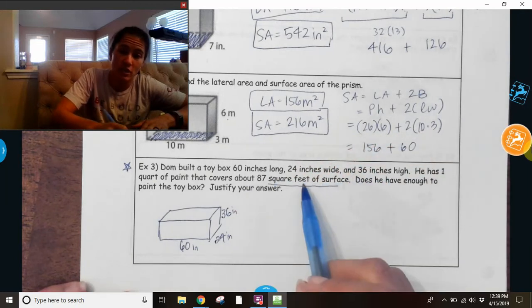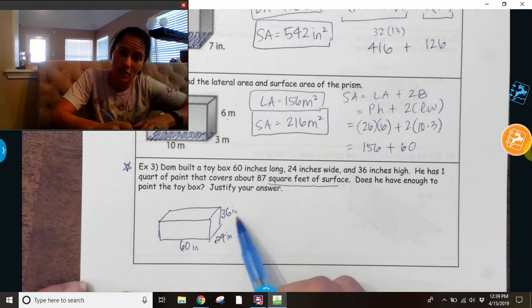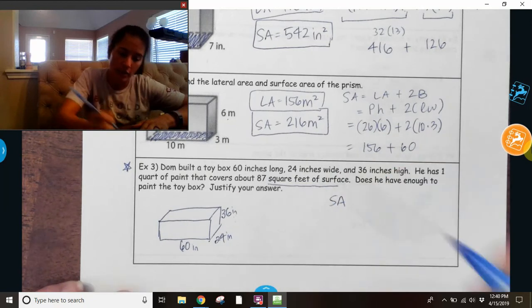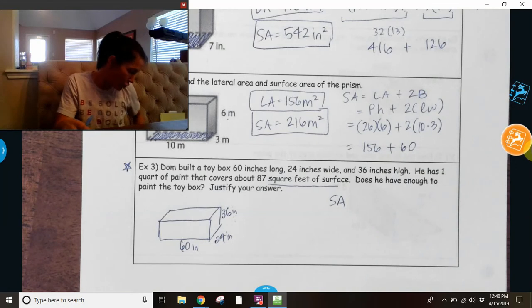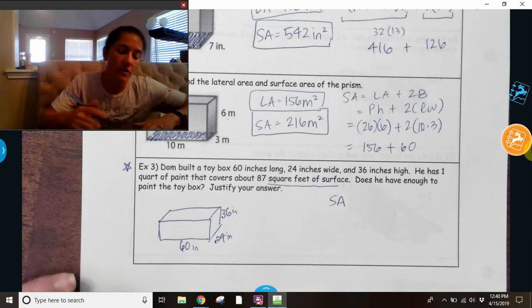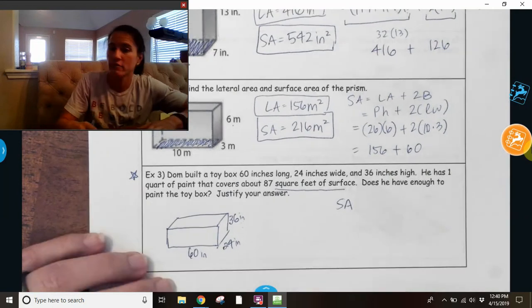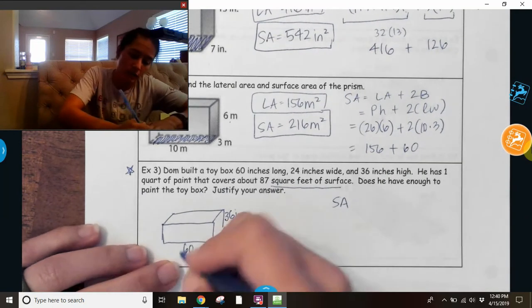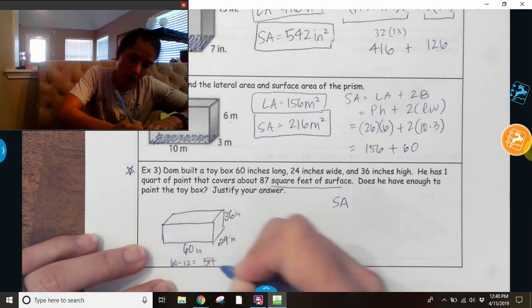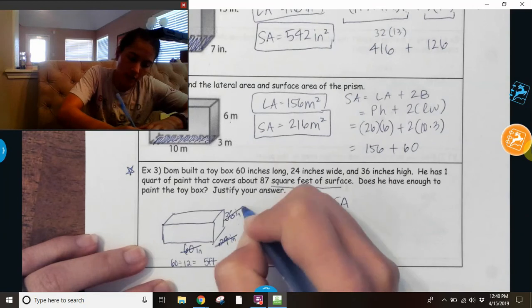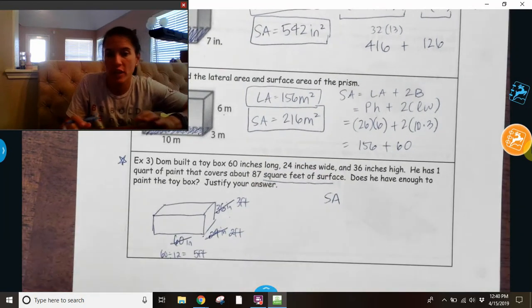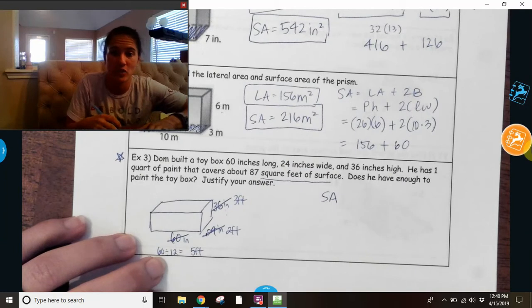So note, the first thing I noticed is I have inches and I have feet. So we need to find the surface area and then determine if he has enough paint to cover the surface area. So first let's find the surface area. I guess you could change all these to feet first. Okay, let's do that. 60 divided by 12 is 5. So this is 5 feet. This is 2 feet. And this is 3 feet. So if you change all these to feet, now we can find the surface area and we can see if we have less than 87 square feet.